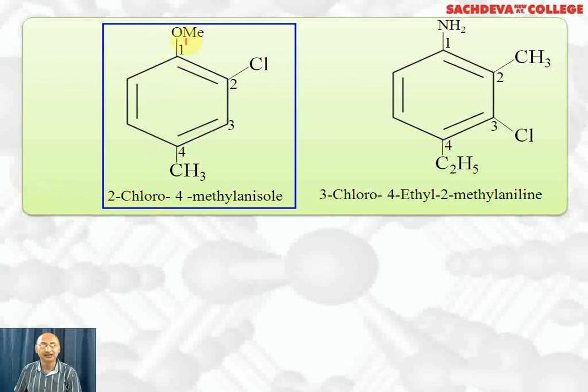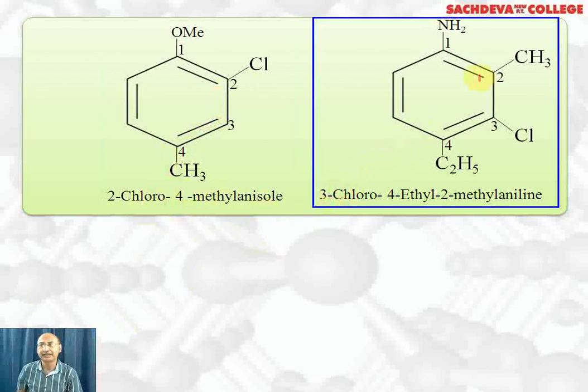Here we have 3 groups. One is ether, that is, it is with the OCH3, it's called anisole. So this is the major functional group among the 3 substituents. This counting will start from this side, that is clockwise direction: 1, 2, 3, 4. So due to clockwise direction, this is number 1, this is 2, this is 3, this is 4. On the second carbon we have chloro, at 4 position we have methyl, and the parent is anisole. 2-chloro-4-methylanisole.